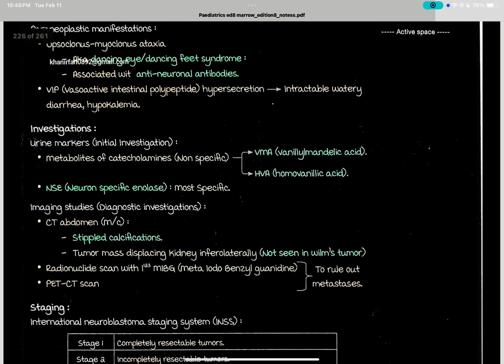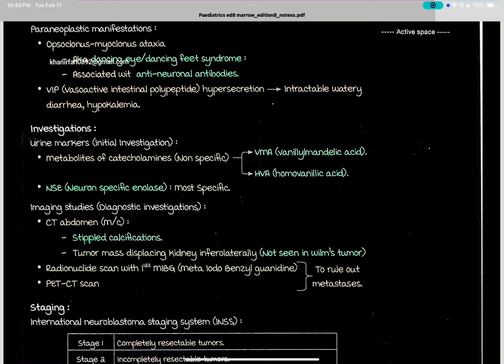Paraneoplastic manifestation: opsoclonus myoclonus ataxia, also known as dancing eye, dancing feet syndrome, which happens in neuroblastoma and is associated with antineuronal antibodies.